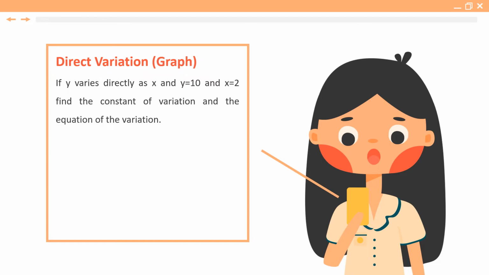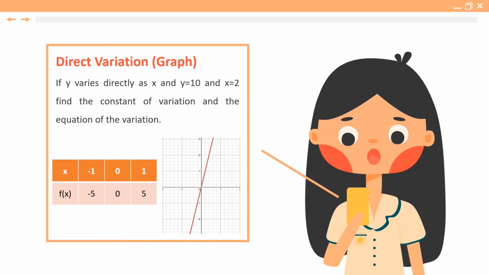For its graph, you have to make your table of values. For the table of values, we need at least 3 numbers or variables. So I have -1, 0, and 1. As I plot it, the graph would be this one. So that is what our graph in our example looks like. So just plot the points and connect the dots.